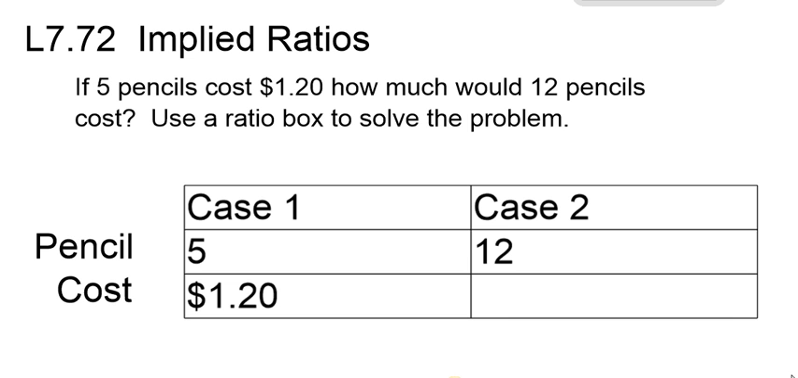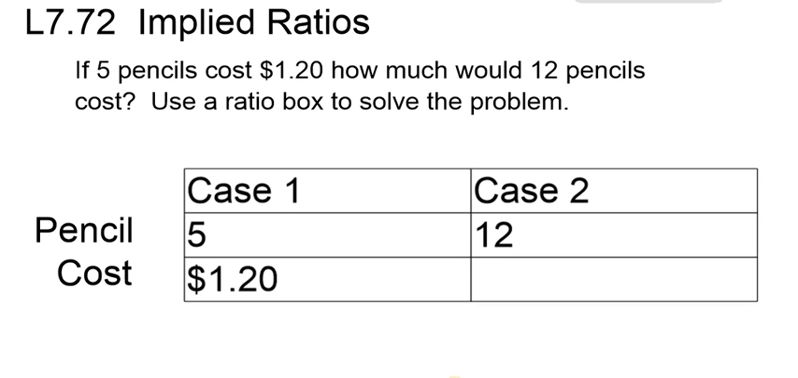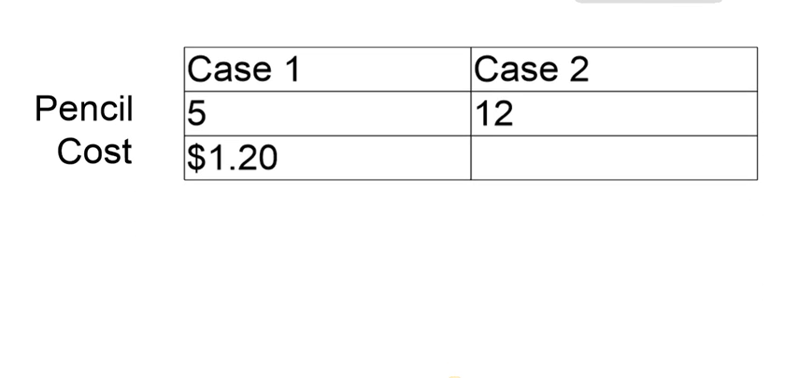For example, it says if 5 pencils cost $1.20, how much would 12 pencils cost? So there isn't a ratio given to us right there, but as we break this problem down, we can talk about this scenario. Case one, what's our first situation? First situation tells us that we have 5 pencils and the cost is $1.20. If we set this up like this, we now have a ratio of 5 to $1.20. Not given to us like a ratio, but an implied ratio.